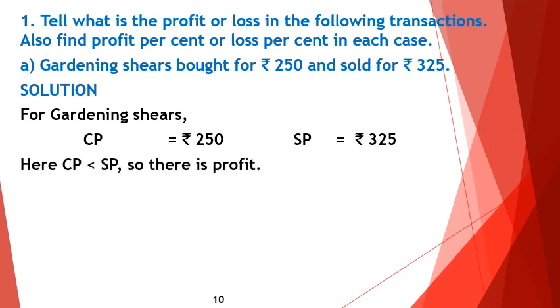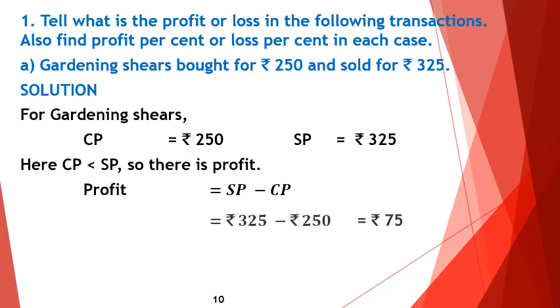Here CP less than SP, so there is profit. Children, do you remember how to find the profit? Yes, profit equal to SP minus CP. Substitute the value and find the profit. So we get rupees 325 minus 250 equal to rupees 75 is the profit.